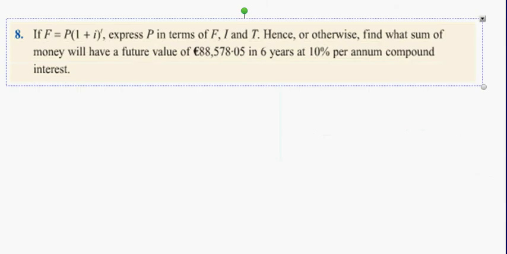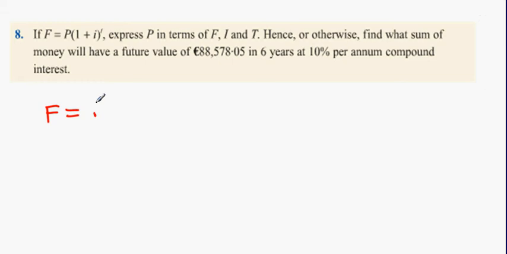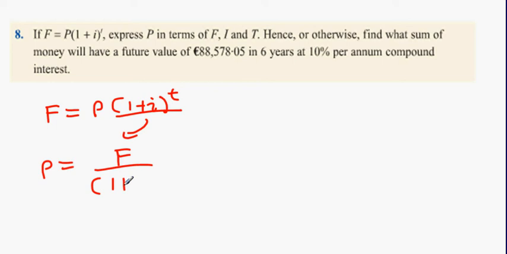Now for question 7: if F equals the principal multiplied by 1 plus I to the power of t, express P in terms of F, I and T. So F equals P times 1 plus I to the power of t. Bring down the 1 plus I to the power of t such that P equals F divided by 1 plus I to the power of t.